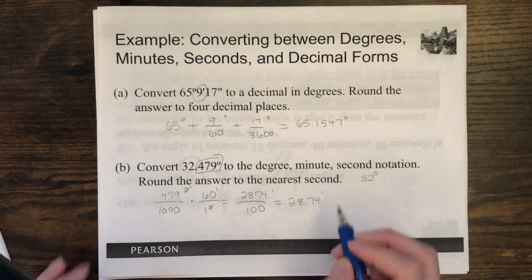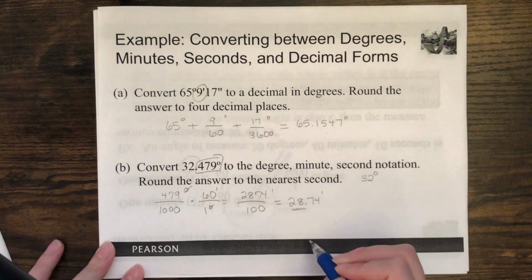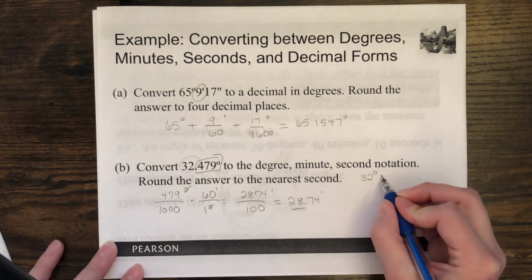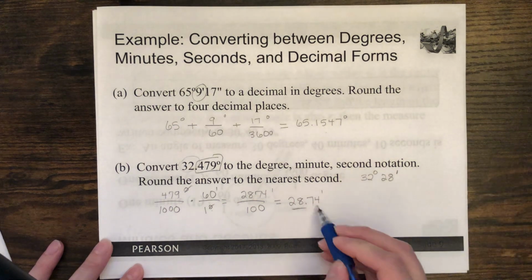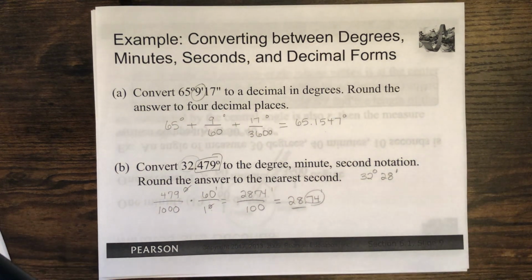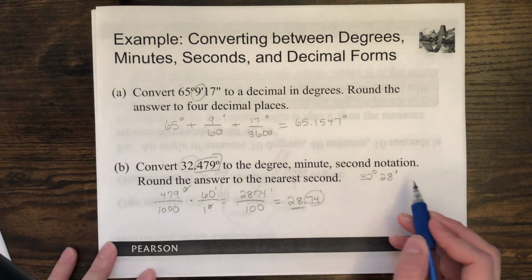Well, now I've taken care of some of my fraction, and I have a whole number of minutes here, so I'm going to go ahead and write that up here. I now have 28 whole minutes. I still have a fraction that I need to take care of. This 0.74 is still there, so I'm just going to carry on and take care of this decimal and try to convert it to seconds.